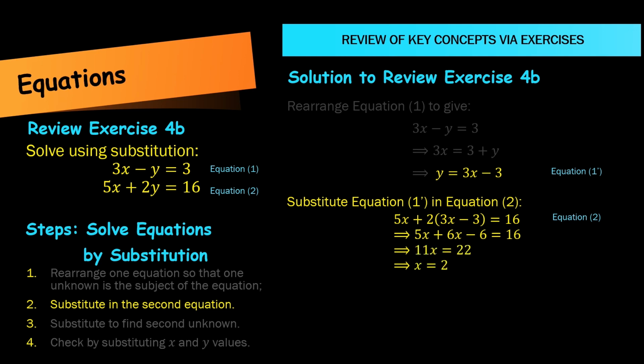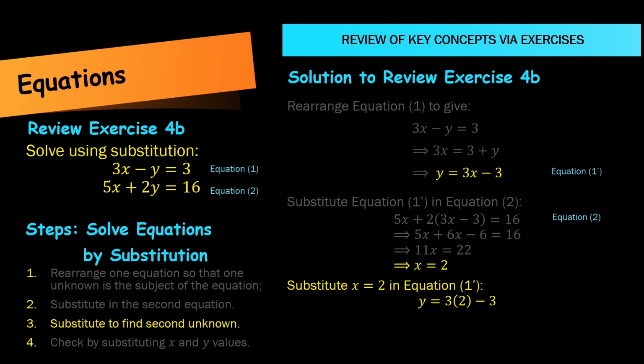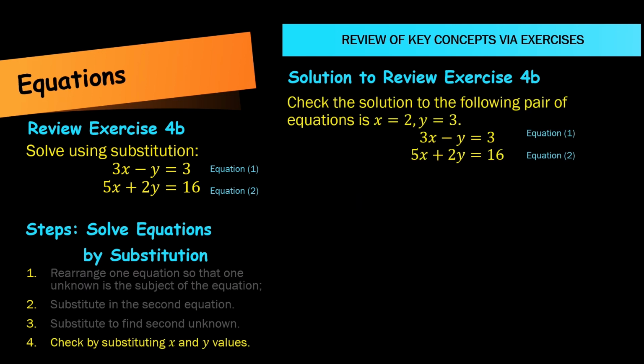Now let's substitute x equals 2 in equation 1 dash to find y. Substituting x equals 2 gives us y equals 3 times 2 minus 3 to give y equals 3. Therefore, the solution is x equals 2 and y equals 3. For the final stage, let's double check that the solution is correct. So we substitute in the equations.